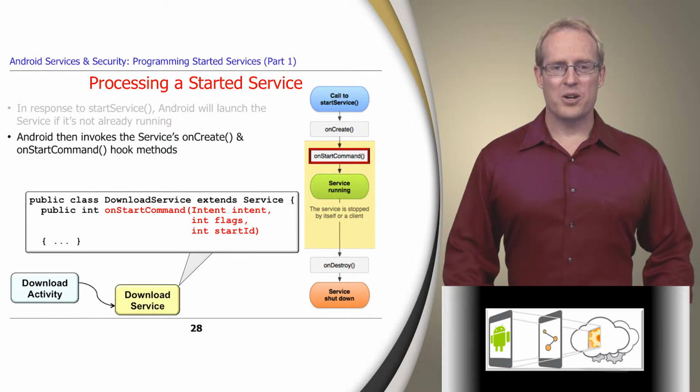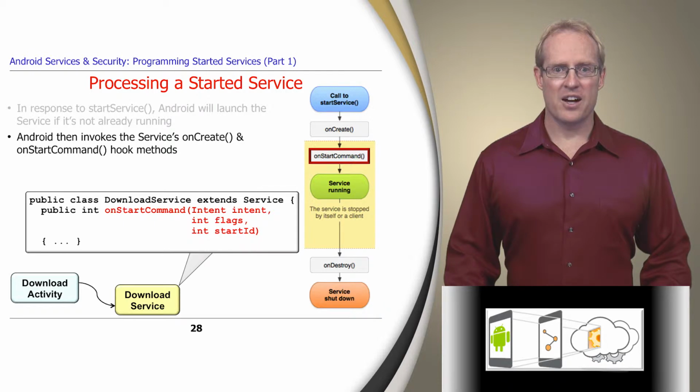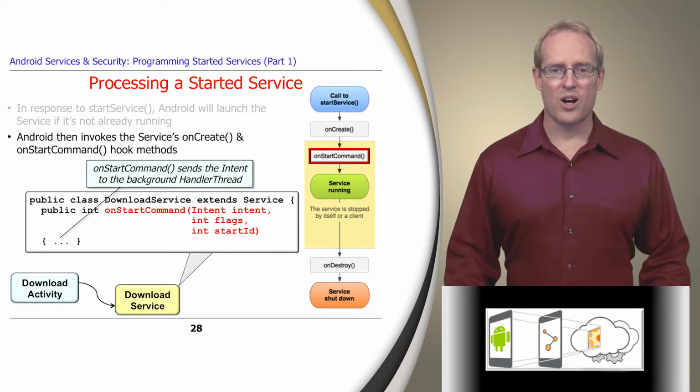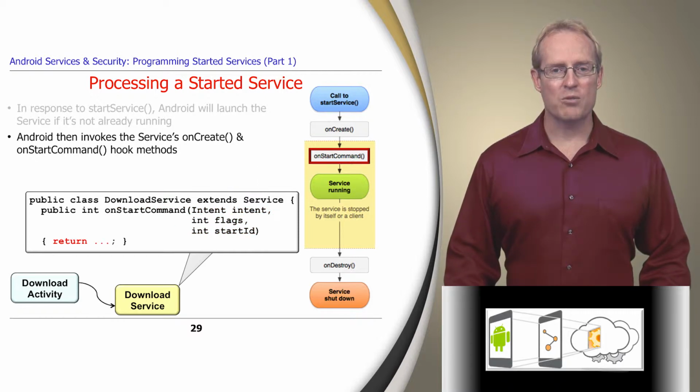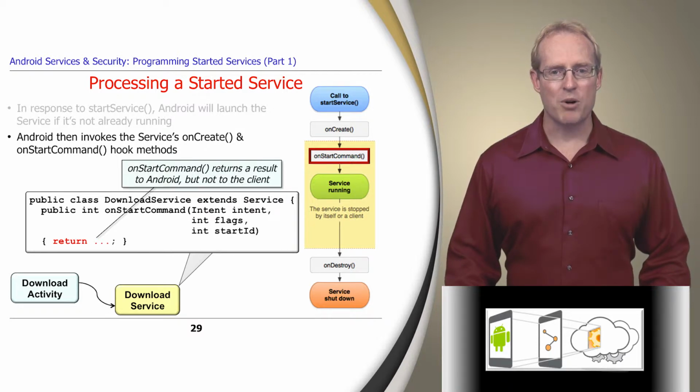The onStartCommand hook method is called each time a started service is sent an intent via a call to the Start Service method. The download service implements onStartCommand to send the intent to the background handler thread for concurrent processing. OnStartCommand returns a value to the Android service framework, but this value is not propagated back to the client that invoked the Start Service method originally.